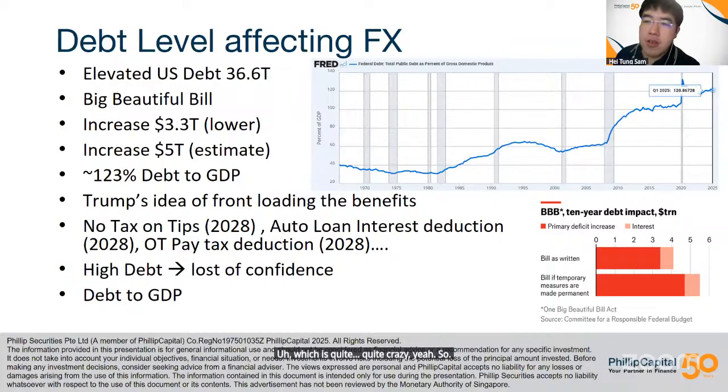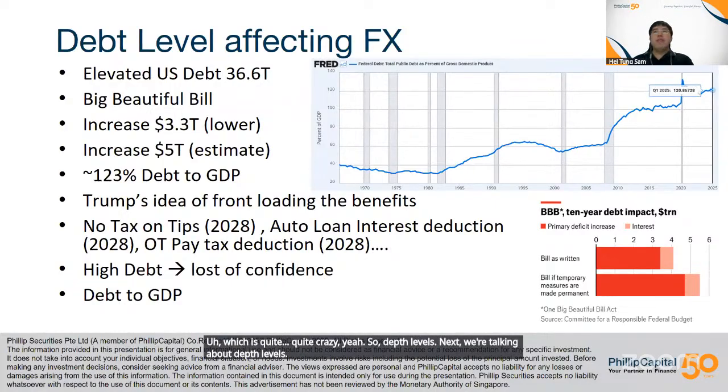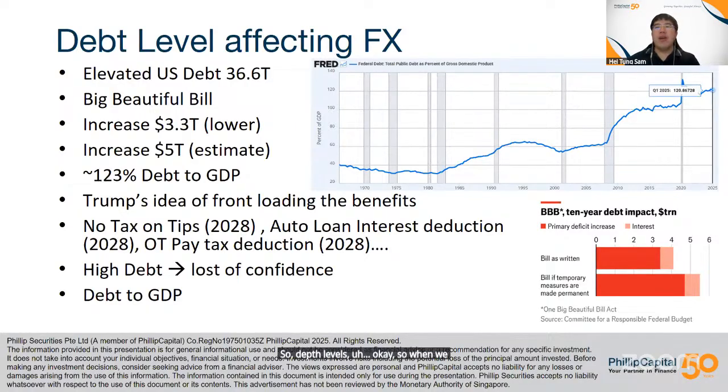So next, we're talking about debt levels. When we talk about US debt, currently the US is at about $36.6 trillion. That number is so huge that it's very hard to put into perspective, and we don't know whether 36.6 trillion is very excessive or okay. So we usually use what we call debt to GDP: how much national debt against how much they produce in a year.